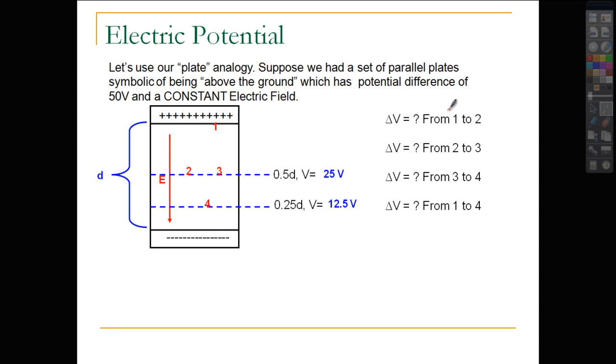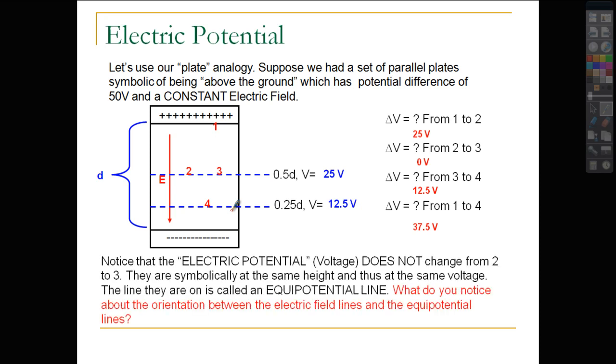So from 1 to 2, we get 25 volts, because 50 to 25, that's a change of 25. From 2 to 3, 0 voltage. It doesn't change at all. From 3 to 4, it's going from here at 25 volts to 12.5 volts. So the change is only 12.5, 25 minus 12.5. Now from 1 to 4, we're going from 50 to 12.5. So 50 minus 12.5 gives us 37.5.